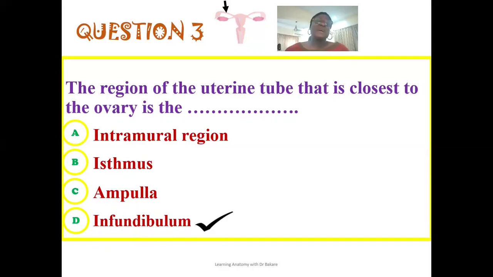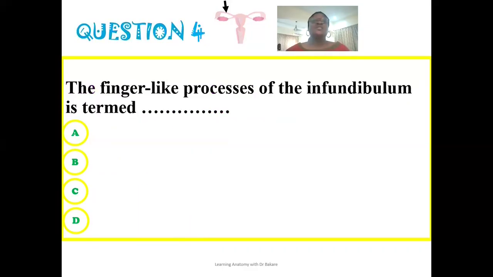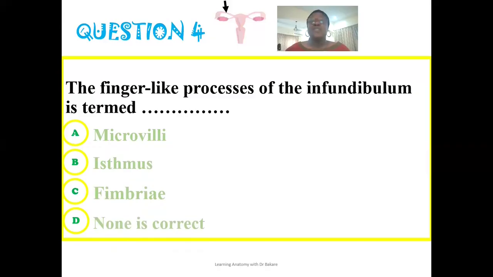The infundibulum is the terminal region of the uterine tube, and it is this specific region that is related closely to the ovary. So let's go to the fourth question, and this reads that the finger-like processes of the infundibulum are termed what? We know that the infundibulum finally terminates as finger-like expressions. And these expressions are specifically referred to as what? Are they the microvilli? Is it the isthmus? Is it the fimbriae? Or none is correct? Out of all these options, the correct option here is the fimbriae.